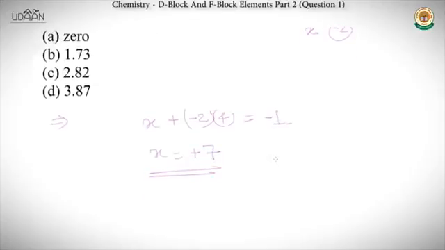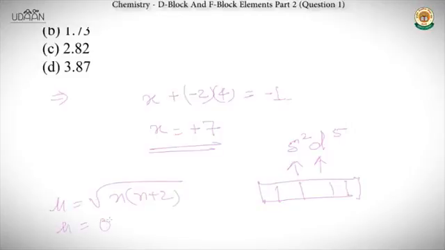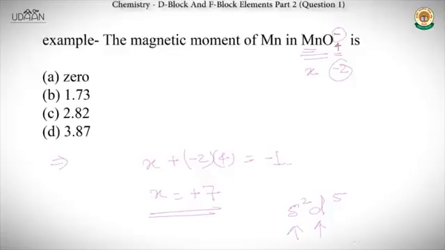So the oxidation state we have found is plus 7. Mn has a configuration of 4s2 3d5. As the charge is plus 7, all the electrons in both the subshells will be removed, so both the s and d subshells will be empty. The formula for magnetic moment is the square root of n into n plus 2. Since n is 0, the magnetic moment will be 0 Bohr magneton. So the answer is A, 0.